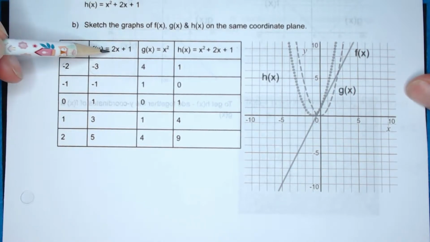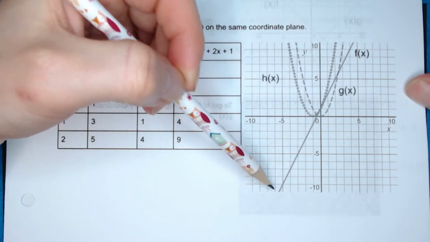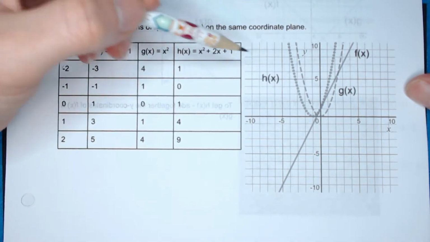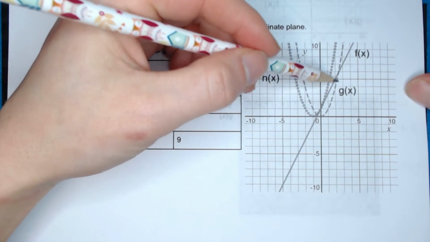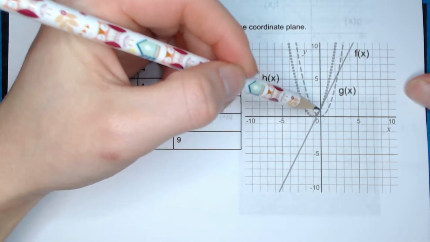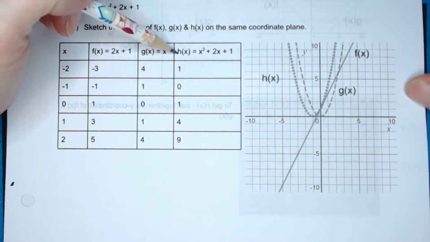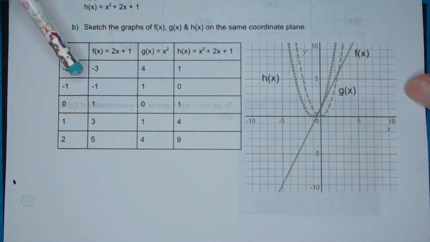Of course, 2x plus 1 is a linear graph. That will give us f of x, just a straight line. G of x is a parabola. It's x squared, just our basic x squared going right through the vertex at 0, 0. And then our h of x is a parabola as well, with some transformations done to it.